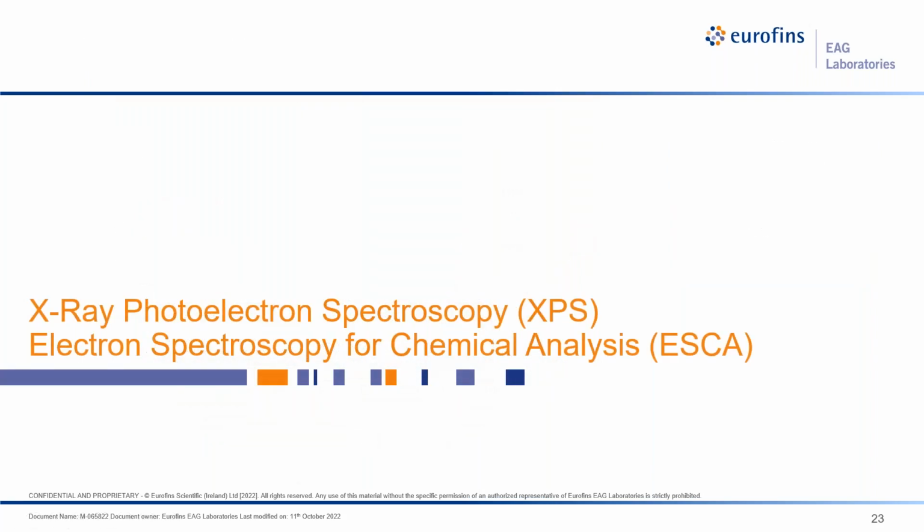So the first part of my presentation will be about XPS, which stands for X-ray photoelectron spectroscopy. There is another term for this technique, electron spectroscopy for chemical analysis, with acronym ESCA, and basically they're used interchangeably, but XPS reflects the physical side of the technique and ESCA more the application side.